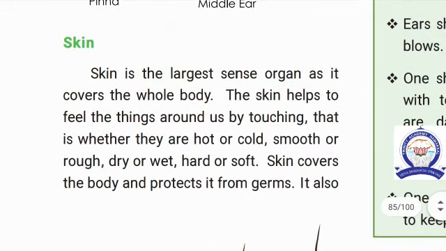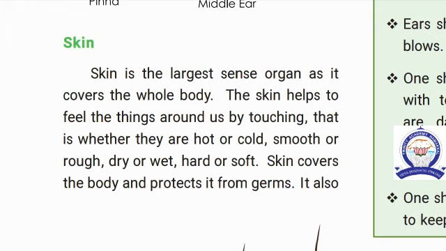Next, the skin. The skin is the largest sense organ. It covers the whole body. The skin helps us to feel around us by touching, that is whether things are hot or cold, smooth or rough, dry or wet, hard or soft.